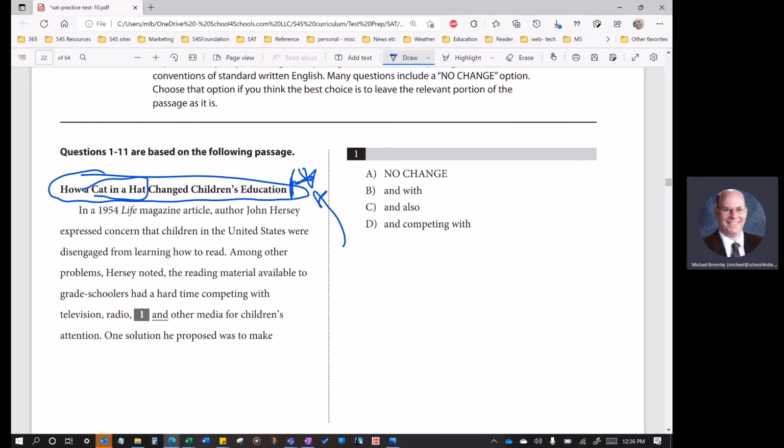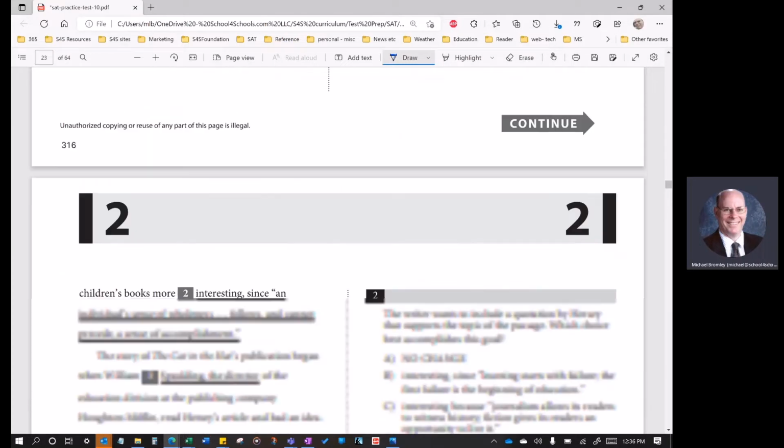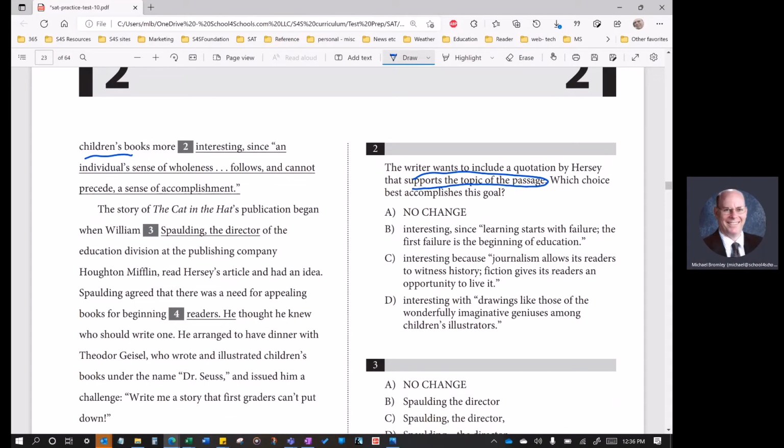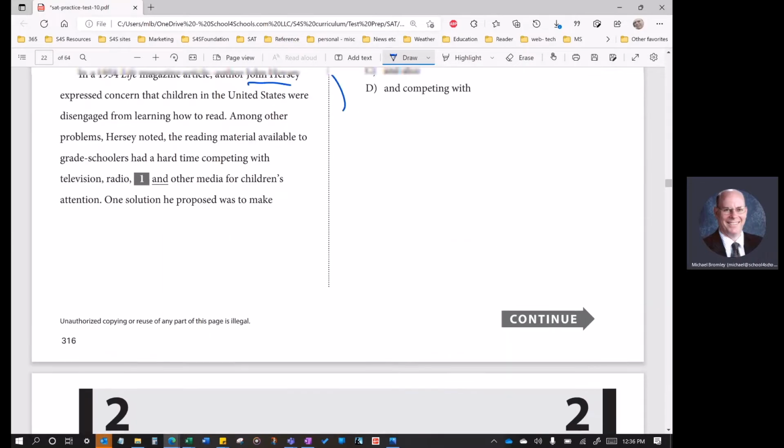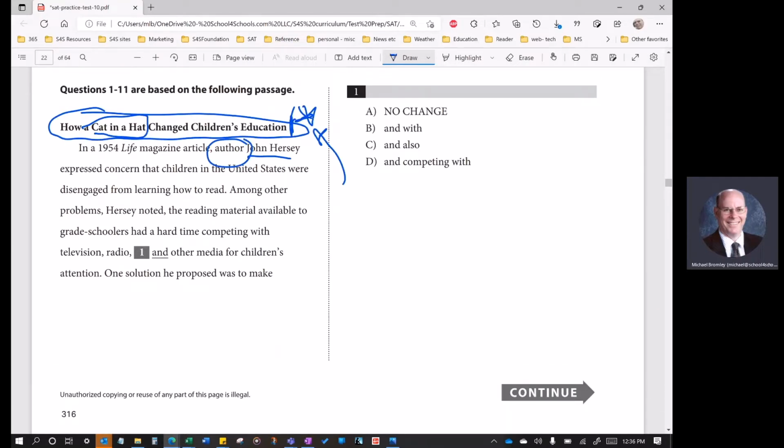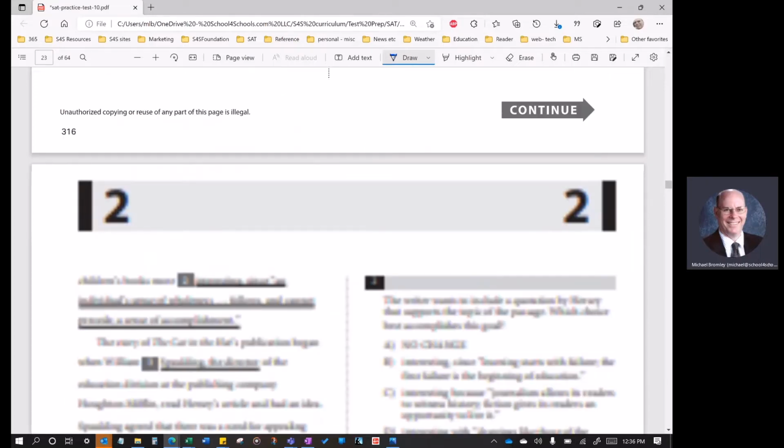If you know what that is, that helps, because the passage doesn't really talk about what The Cat in the Hat was. But we do know that this author, John Hersey, we can read, wanted to make children's books more something. The larger context here, we could go through to figure it out, because if you don't know what The Cat in the Hat is and you don't really know how that changed education, we do get a sense that it is an author, so it's someone who wrote a book. I think most of us know The Cat in the Hat, so we know it's an illustrated book to help kids learn how to read. I hated The Cat in the Hat when I was a kid, but whatever.